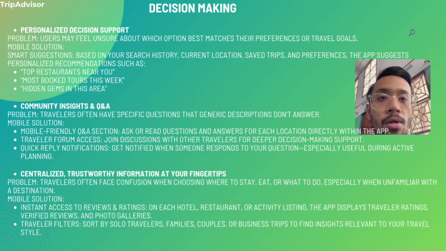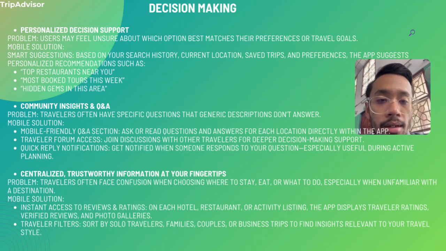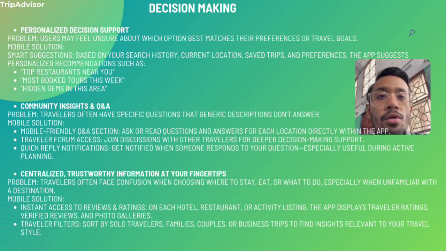The second one is community insights and Q&A. Q&A is question and answer. The problem is travelers often have specific questions that generic descriptions don't answer. For the solution to this decision making, users can ask or read questions and answers for each location directly within the app.